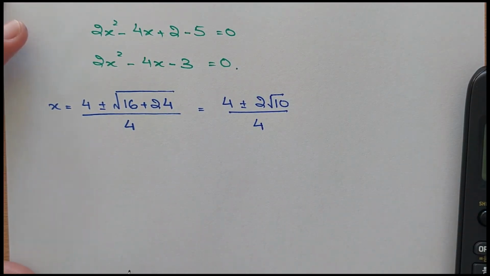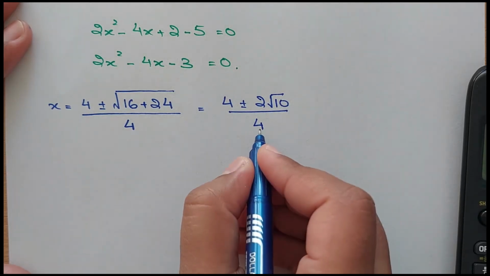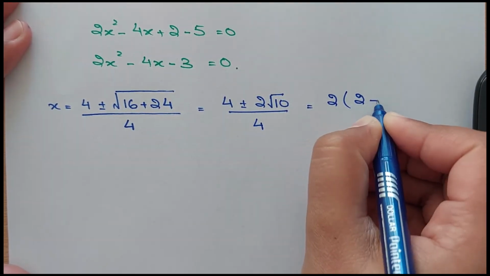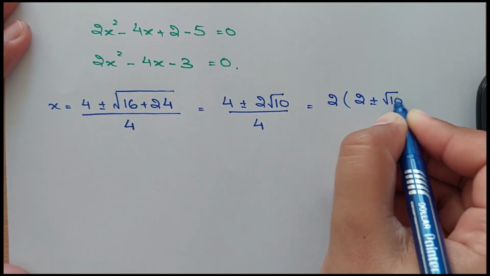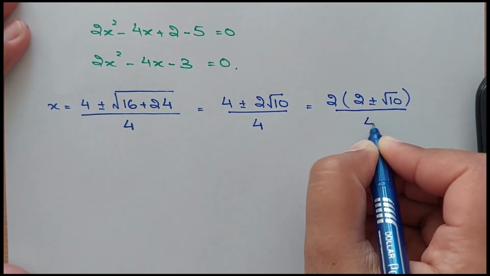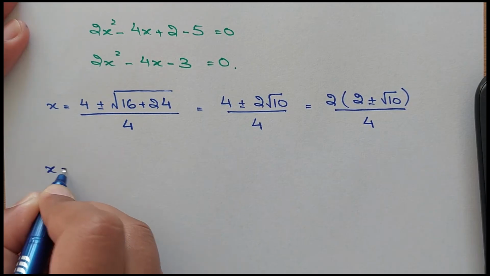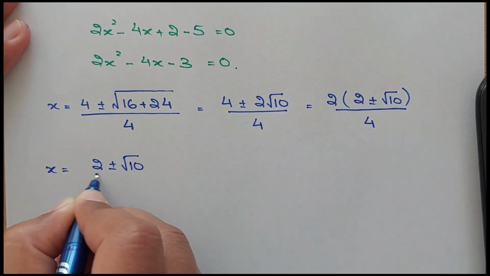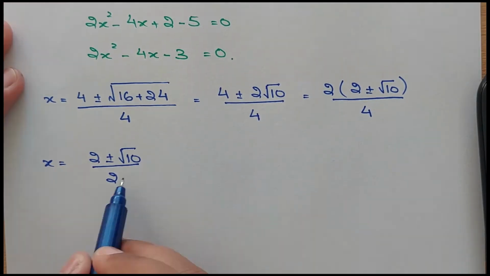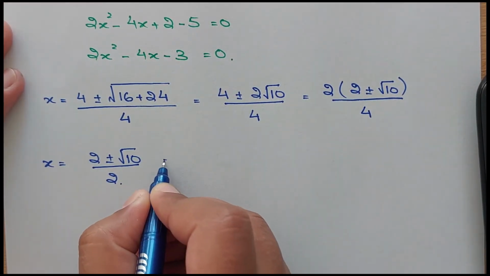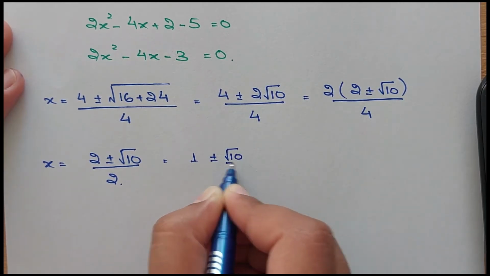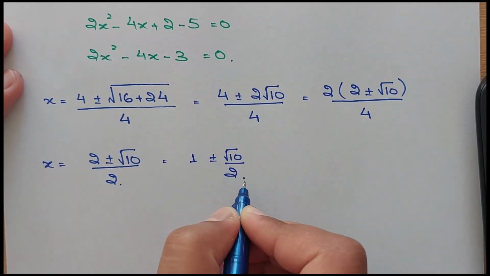So let me take 2 common from the numerator and divide with this 4. So we have 2 common, 2 plus or minus square root of 10, divided by 4. So x equals 2 plus or minus square root of 10, divided by 2. Or let me further simplify it. So this is 1 plus or minus square root of 10 divided by 2, right?